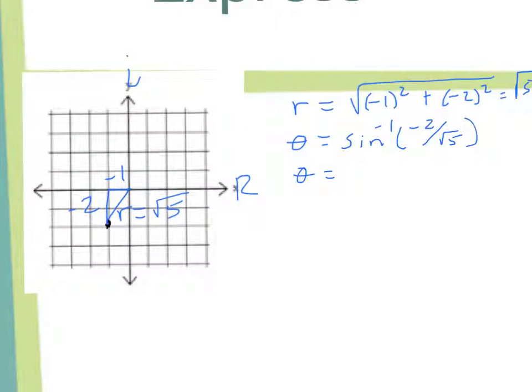Now, it's really good to make a graph because it's good to think about what quadrant we're in. And right here I can see that I am in quadrant 3. Now when I punch this into my calculator, I got negative 63.4 degrees.